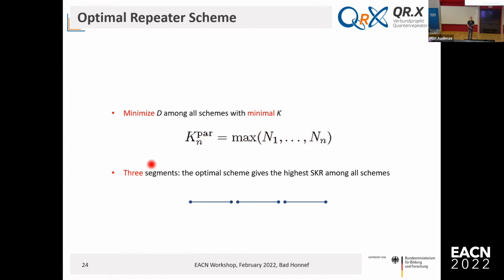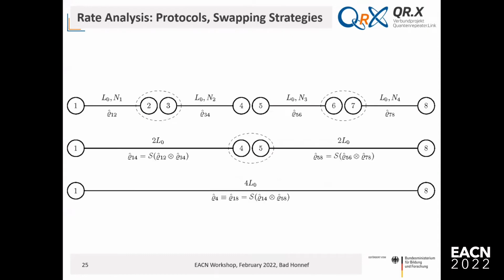And in fact, for the case of 3 segments, we've confirmed this. So for the case of 3 segments, our optimal scheme, the one that minimizes the dephasing among all schemes that maximize the raw rate, is just optimal. So that's the optimal scheme. It gives the highest secret key rate among all schemes. And later I have a slide with a table where you can see numbers showing that this goes to higher segment numbers too, if we look at the secret key rates.